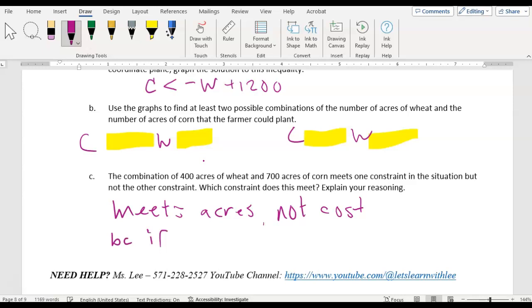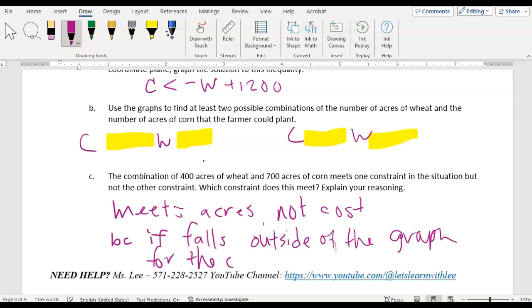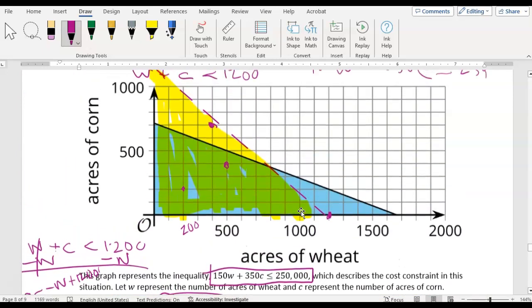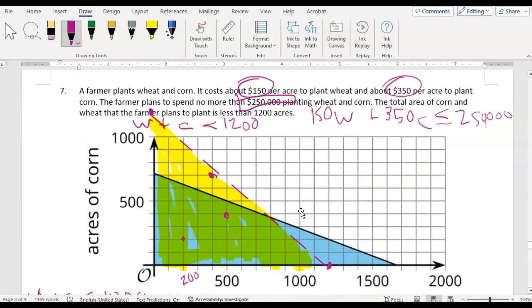It meets acres, not cost, because it falls outside of the graph for the cost. Okay? All right. This is a good question that if you're still struggling with it, you're still confused about something, that you come and talk to me and ask me about it so you can practice it.